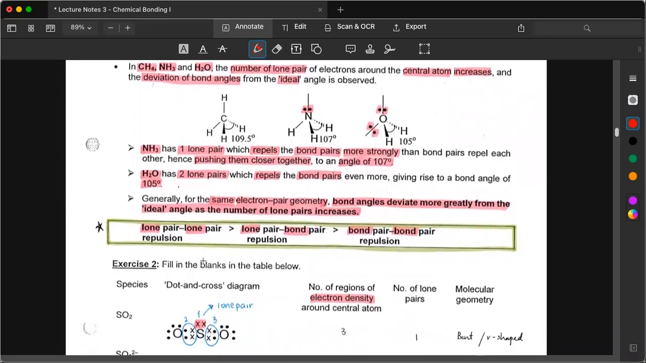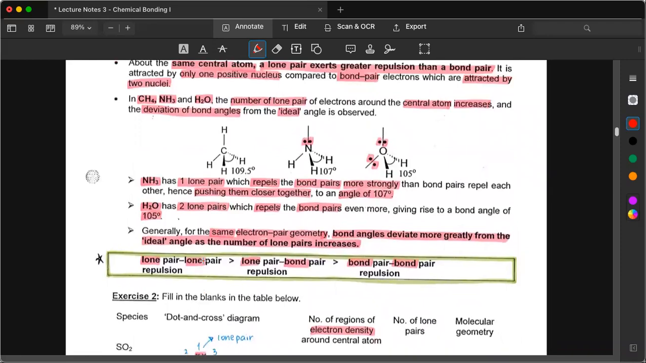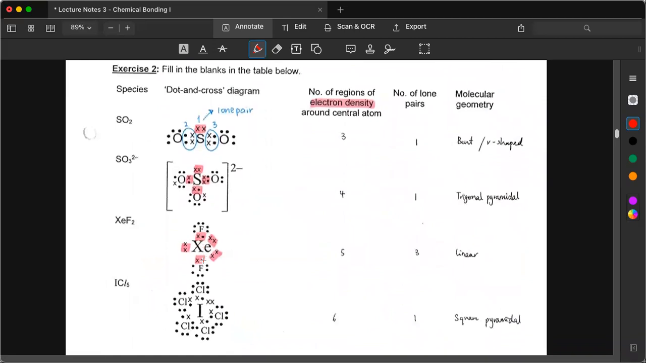So you can try doing this before you check the answer. Draw the dot and cross diagram for the various species, identifying how many regions of electron density, how many lone pairs, and the molecular geometry. So for SO2, this is already provided for you because our focus is more on the number of regions of electron density.